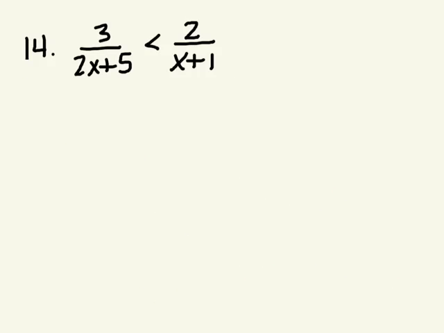This is number 14 from the review. We want to find the solution set, so we need to combine our two fractions and simplify first. So I'm going to bring the 2 over x plus 1 over to the same side of the fraction as the 3 over 2x plus 5. I'm going to give myself a little more room there.